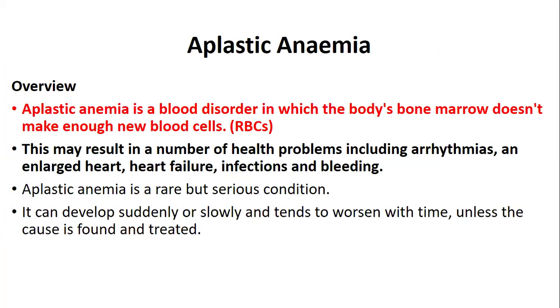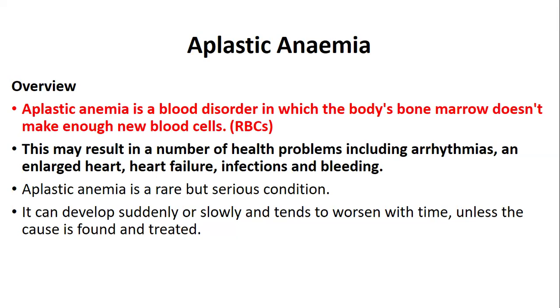The next type of anemia is aplastic anemia. Aplastic anemia is a blood disorder in which the body's bone marrow doesn't make enough new red blood cells. This may result in a number of health problems, including arrhythmias, enlarged heart, heart failure, infection, as well as bleeding.